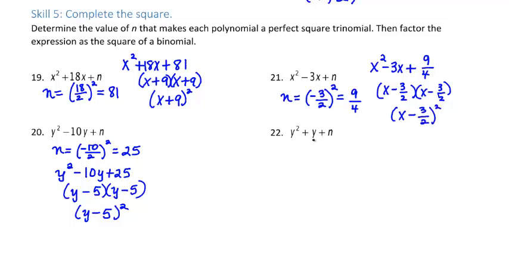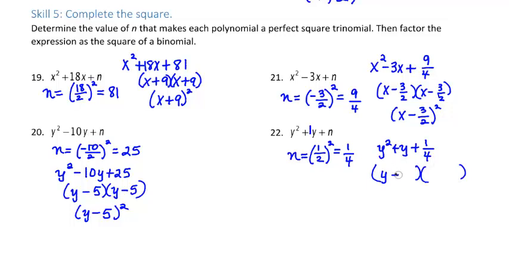And then y squared plus y plus n. n is half the coefficient of y, so the coefficient of y is 1. Half of that is 1/2. Squared is 1/4. So to factor y squared plus y plus n, which is now 1/4, we would have y plus the number we just squared, which was 1/2, times y plus 1/2, or (y plus 1/2) squared.